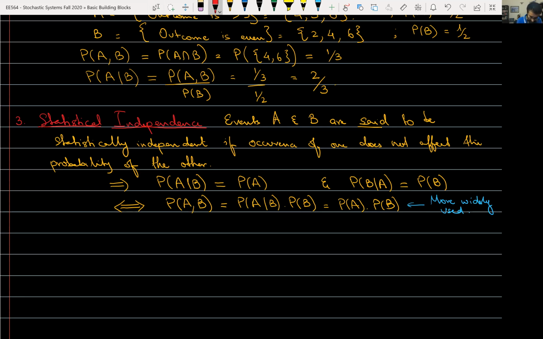This is the theorem of total probability. Is this something you're familiar with? Who's familiar with this? Theorem of total probability, or sometimes also called the total law of probability.